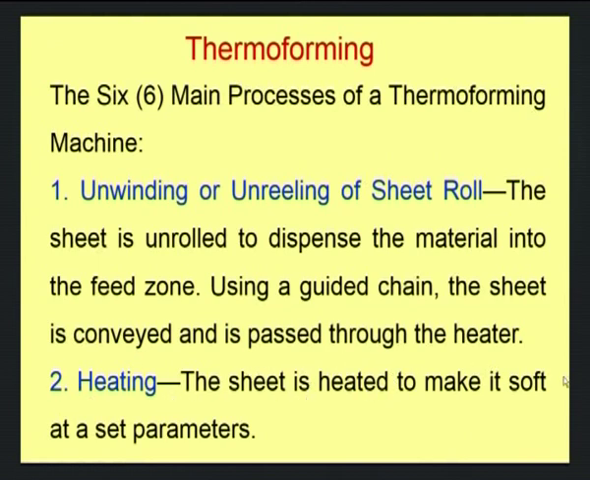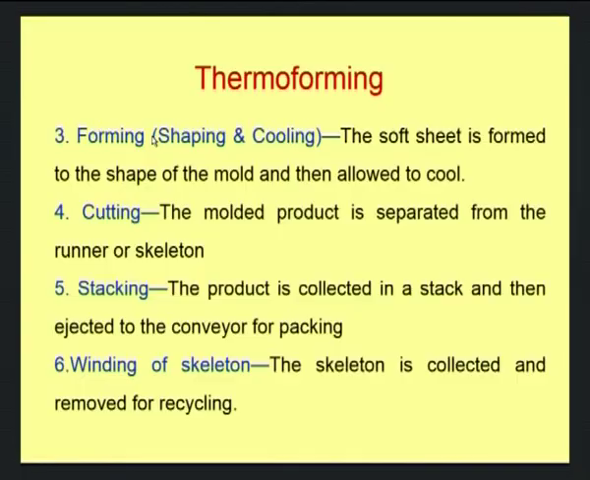Now, the sheet is heated to make it soft, and also at a set parameter. The parameters have to be set clearly based on the type of resin. The third one is the forming process. Here the shaping of the sheet roll into the mold shape takes place, and it is also subjected to cooling, whereby the liquid resin gets solidified and takes a solid shape. The soft sheet is formed to the shape of the mold, and then it is allowed to cool.